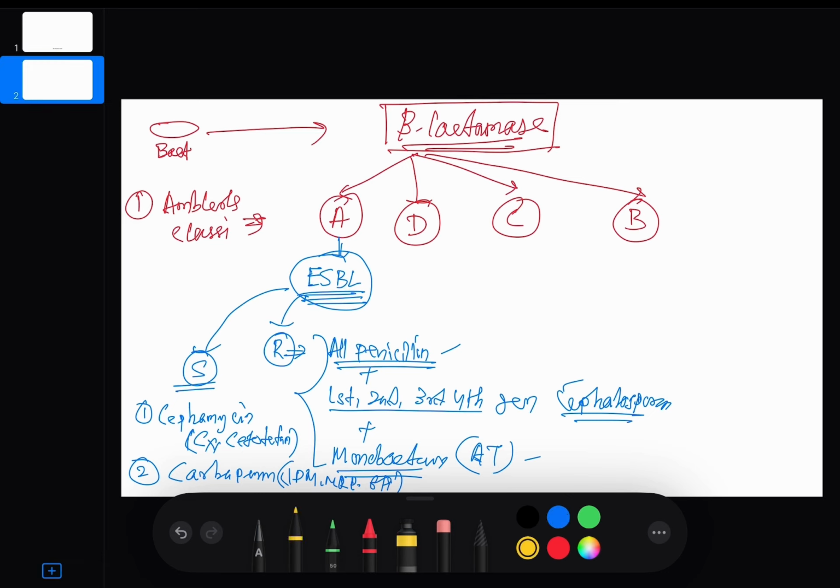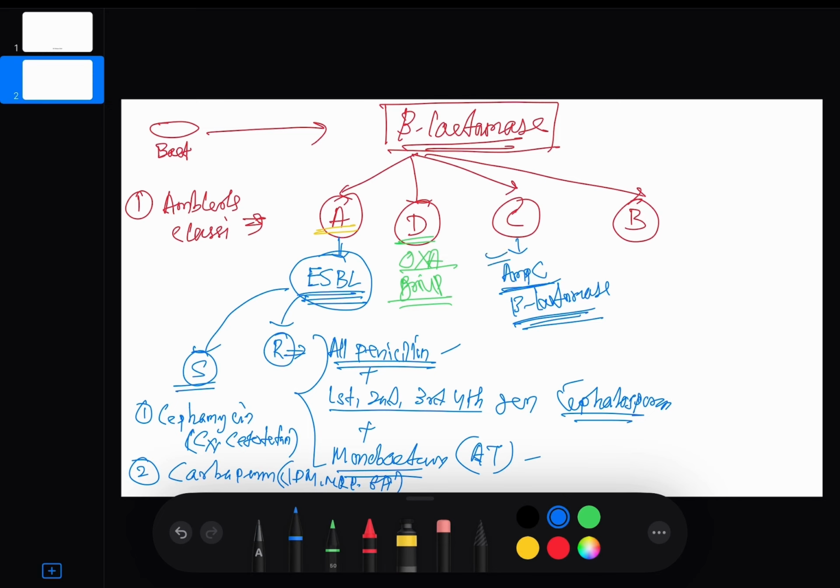That is group A. Then group D is called OXA beta lactamase, the OXA group. That is resistance to the oxacillin group of penicillin, not much. Then the third is the AmpC beta lactamase. This is the most dangerous, and it is resistant to almost all drugs.